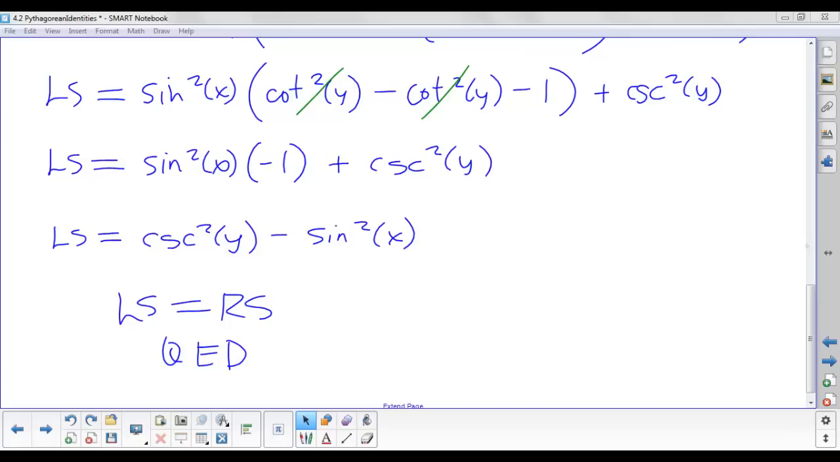Now, I'd mentioned at the beginning there are a variety of different approaches you could take to actually making this identity work. So what we might do in class tomorrow is explore some other possible ways of working this out. What we did here, though, is one valid approach.